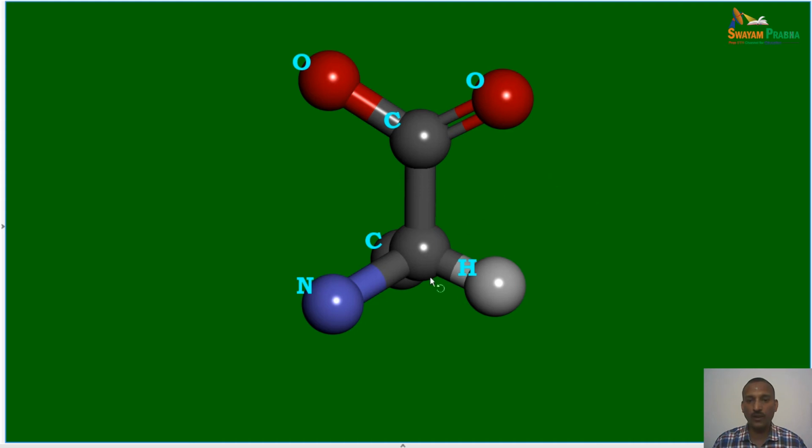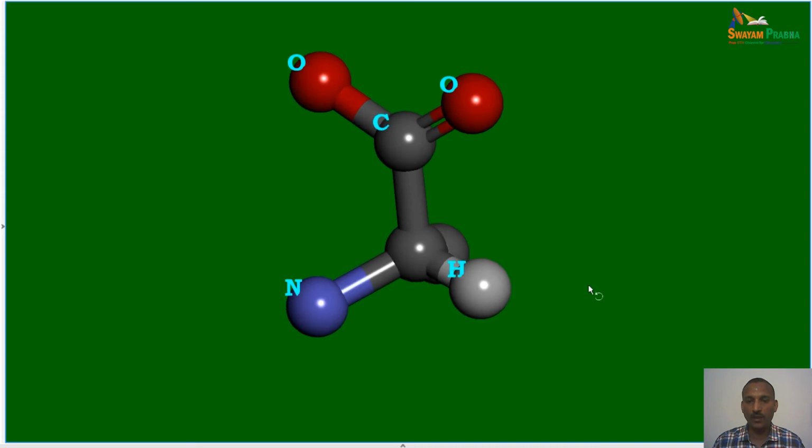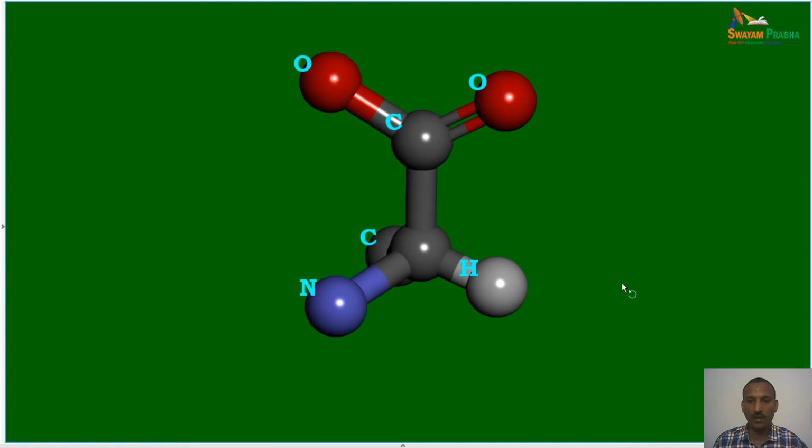So in this particular case, the hydrogen is pointing towards the observer. As we mentioned here, the hydrogen is pointing towards the observer, and the carbon is behind. The methyl carbon is behind, and the carboxylic acid is in the plane. Amino group is also pointing towards the observer.